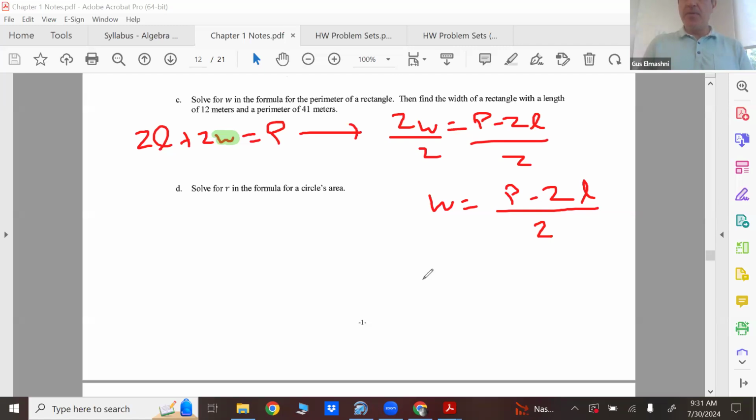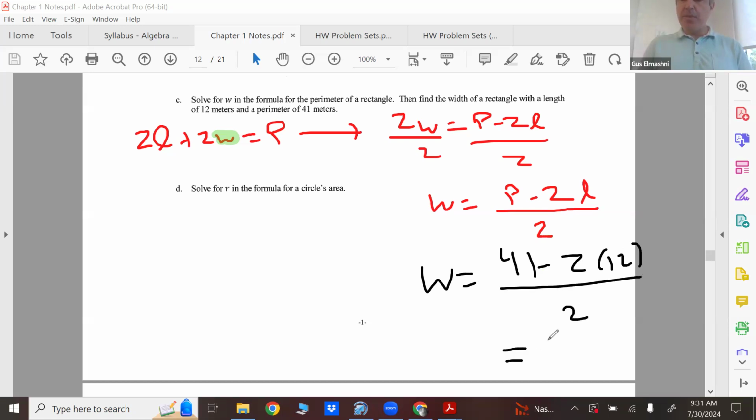And now you can solve what they want. The perimeter is 41. L is 12. And you should get the answer. It should be 17 over 2, I think. Use a calculator if you need to, that's fine. But yeah, I think 17 over 2, that's the width. That's meters, by the way. So once you have the letter isolated, then you can plug in the numbers and solve for what you need to solve for.